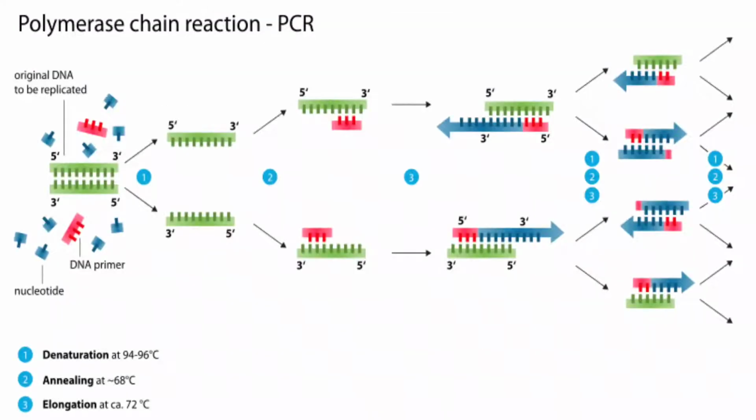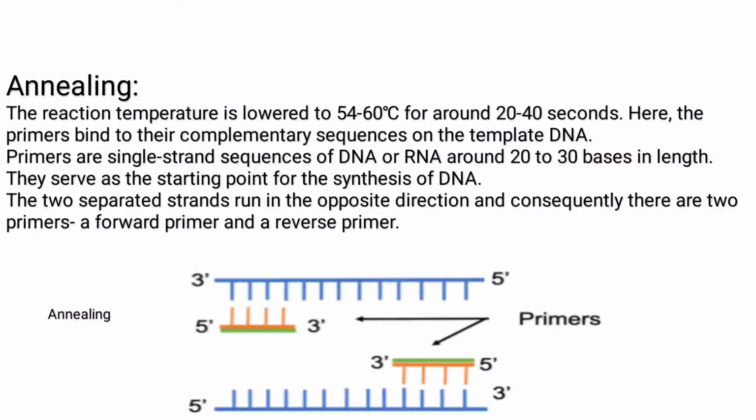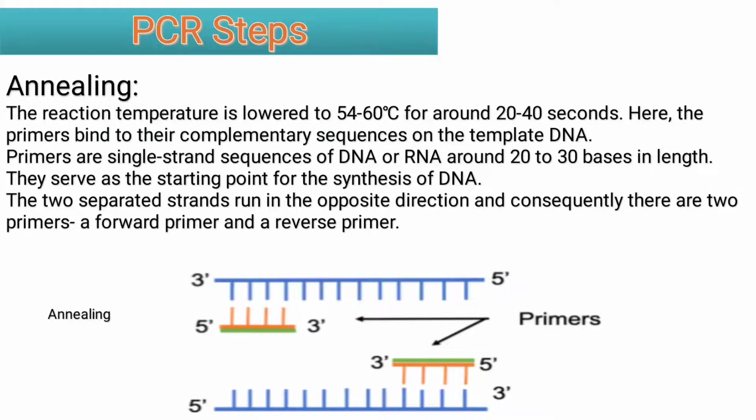This is the basic methodology of the polymerase chain reaction. First is the denaturation, and then annealing, and then elongation. This is the diagrammatic representation of the process. And then the second step of the PCR is annealing. The reaction temperature is lowered to 54 to 60 degrees centigrade for around 20 to 40 seconds. Here the primers bind to their complementary sequences on the template DNA.